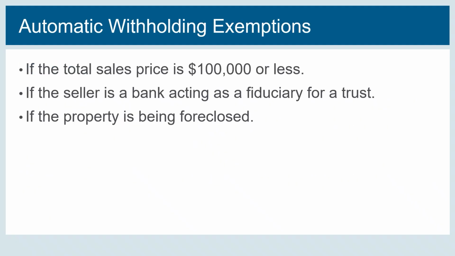Let's move on to withholding exemptions. There are 3 scenarios in which withholding is not required, which means no forms are required. These automatic exemptions are if the total sales price is $100,000 or less, the seller is a bank acting as a fiduciary for a trust, or if the property is being foreclosed.